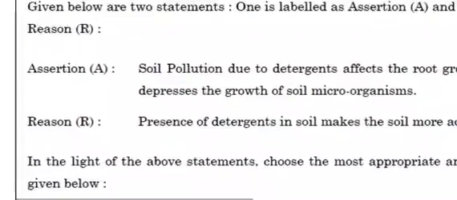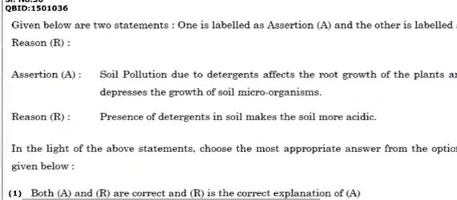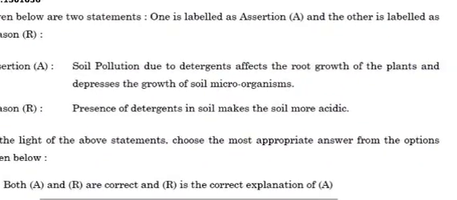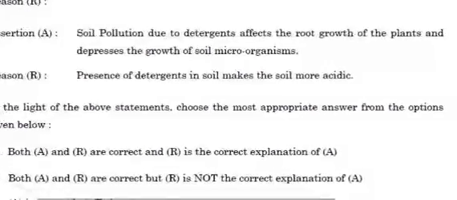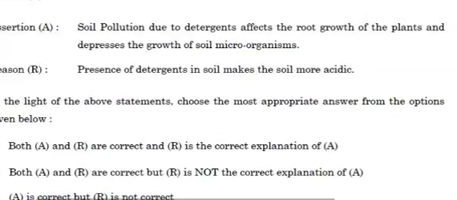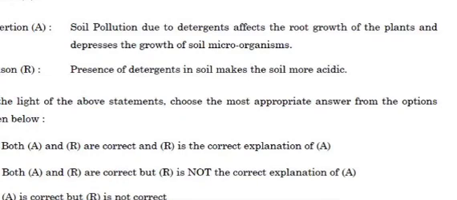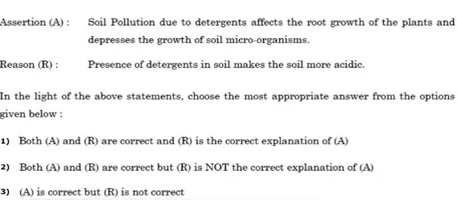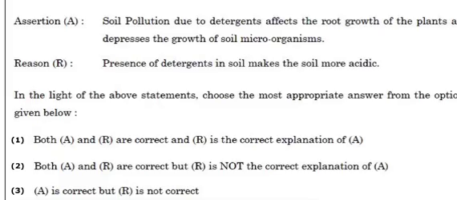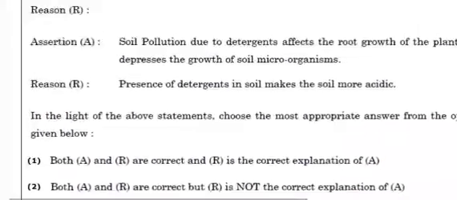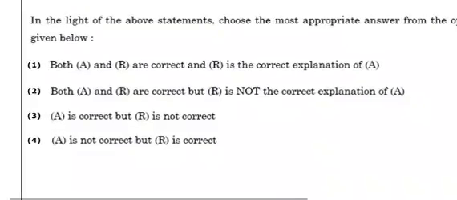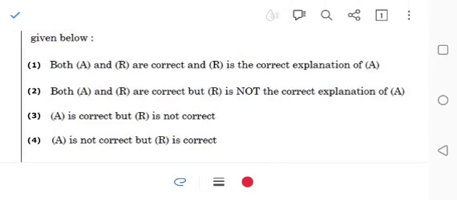Question 36 says, given below are two statements, one is labeled as assertion and the other is labeled as reason. Assertion says soil pollution due to detergent affects the root growth of the plants and depresses the growth of soil microorganisms. Reason is saying presence of detergents in soil makes the soil more acidic. The correct option for 36 will be: assertion is correct but reason is not correct.